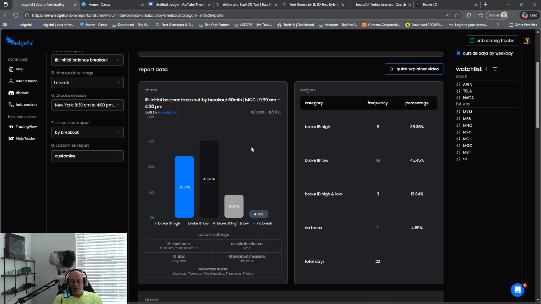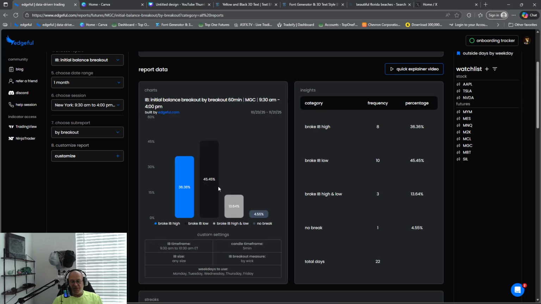I do look at gold. I just don't trade it. We've been in a downtrend on gold since reaching the all-time highs, right? So 45% of the time, we are breaking the initial balance to the downside, and our stats are better for trading to the downside as well.